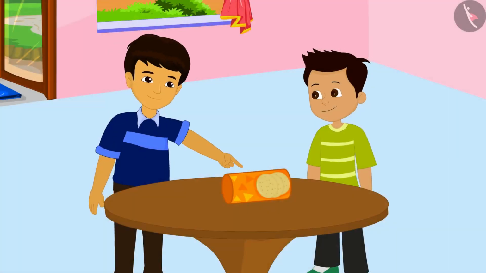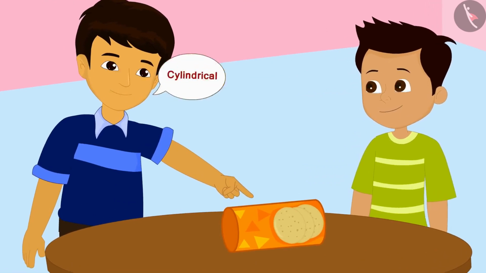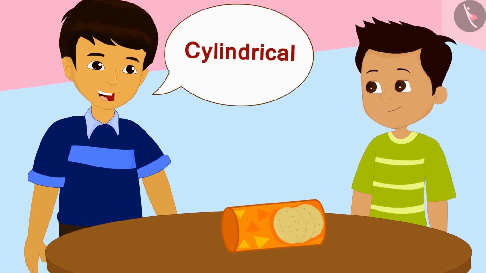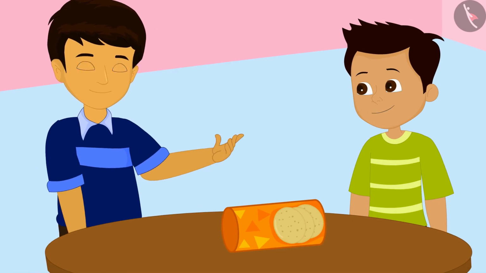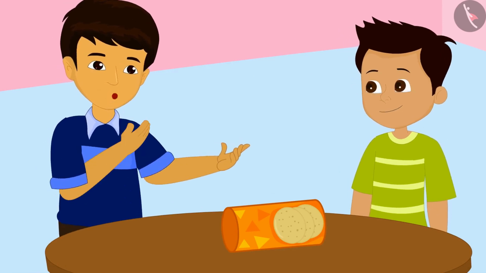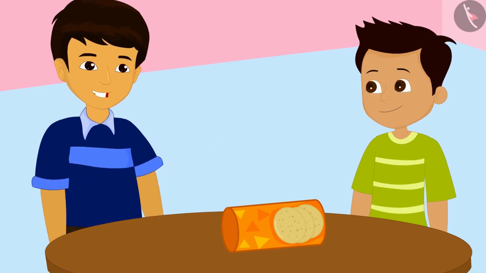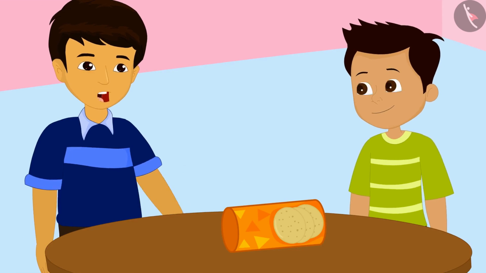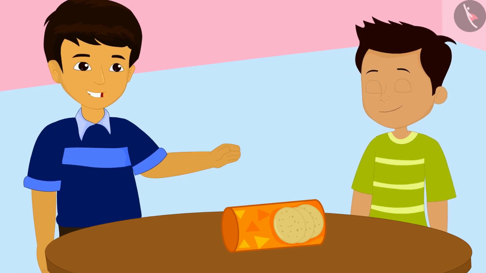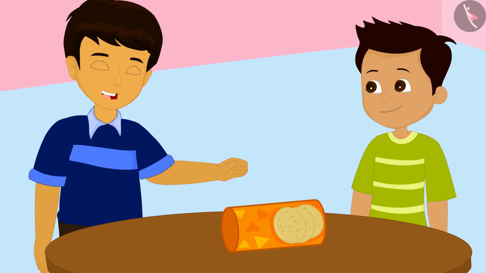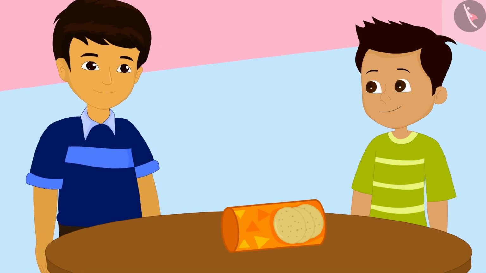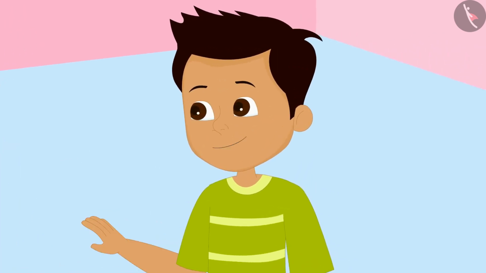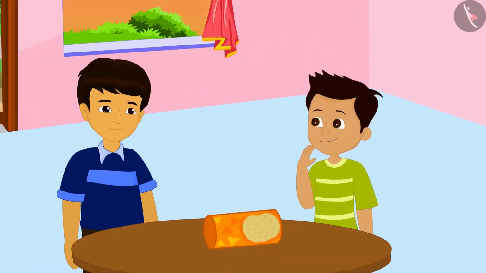Thomas, look, this papad is now being packed in such cylinder-shaped or cylindrical boxes. Let us play a game. If you tell me how much space the papad is taking in this box, I will give you a toffee. And if you cannot answer it, then you will have to give me a toffee. Alright, I accept that I lost.